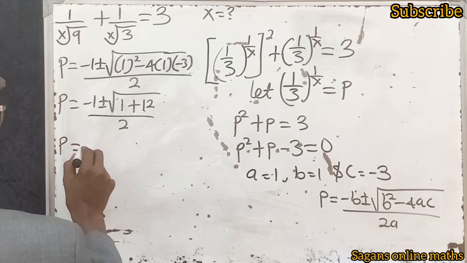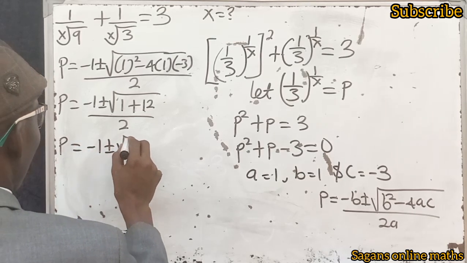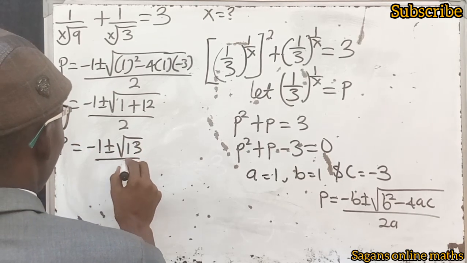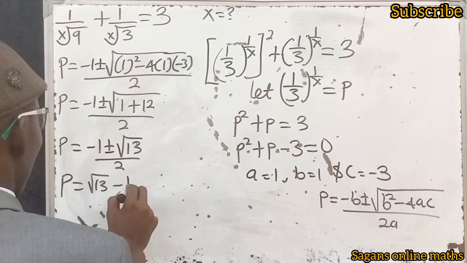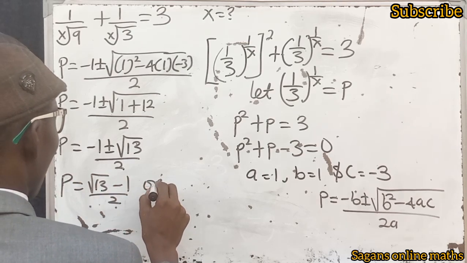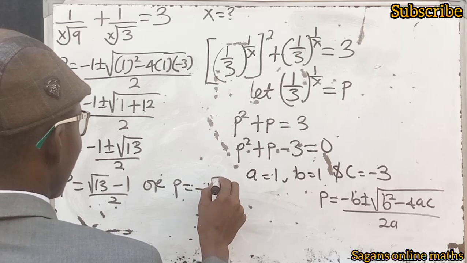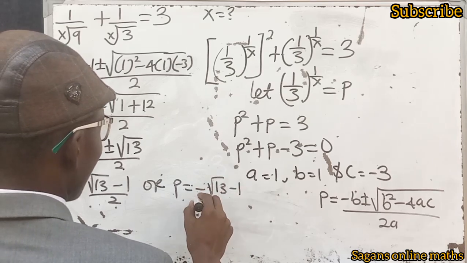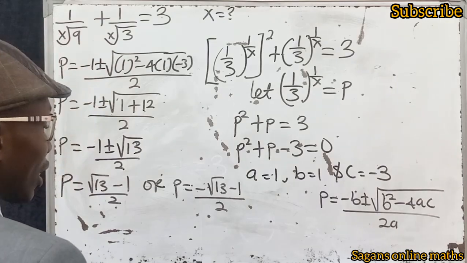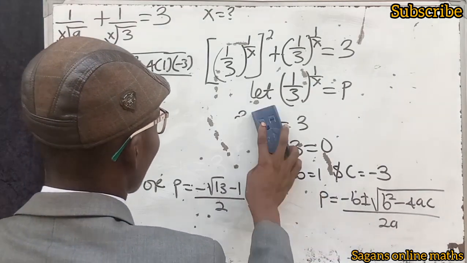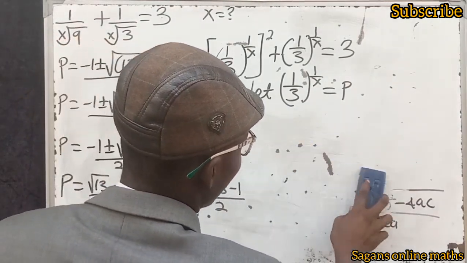So our p is equal to minus 1 plus or minus root 13, divided by 2. It means that p is equal to root 13 minus 1 divided by 2, or p is equal to minus root 13 minus 1 divided by 2. These are the values of p. But we are not asked to solve p. We are asked, what is the value of x.